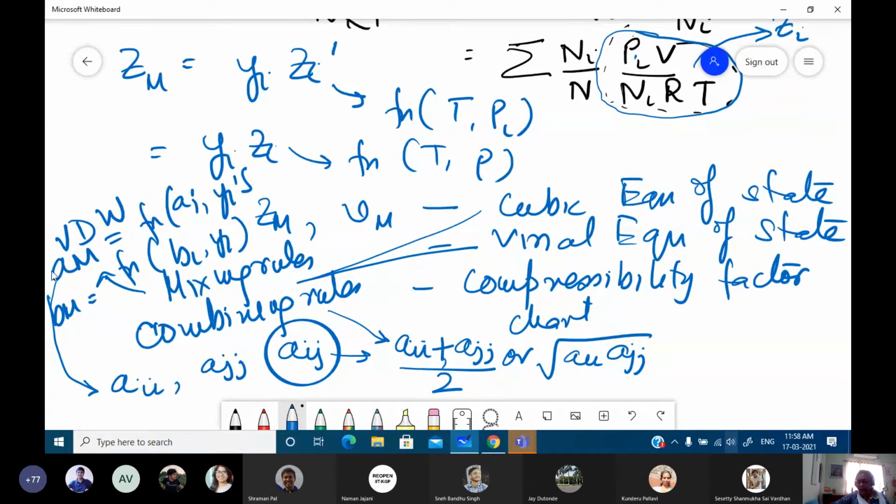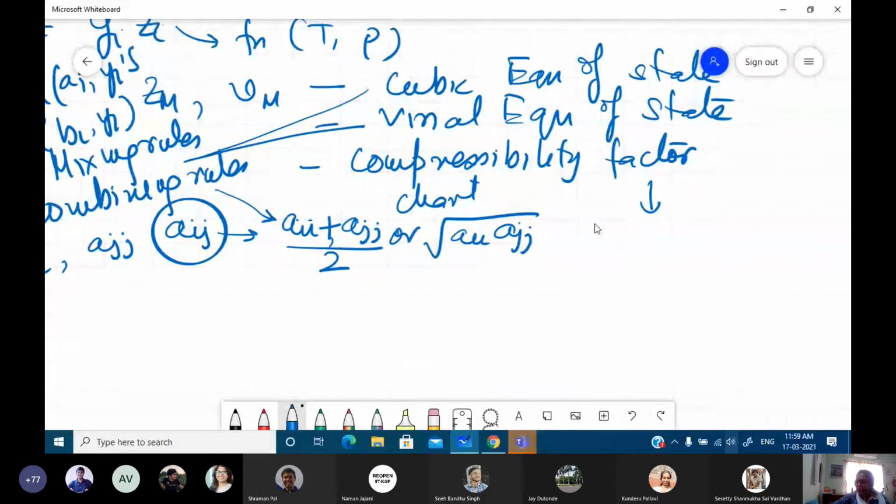And the way I have defined it for van der Waals, the same rules apply for Redlich Kwong and Peng Robinson. Also an identical set of rules exists for the constants of the virial equations of state. And when we have to use the compressibility factor chart, then again we have to find out Z. This Z has to be found out in terms of PR and TR. So when it is a mixture, we want to find out Z mixture, we need PRM and TRM.